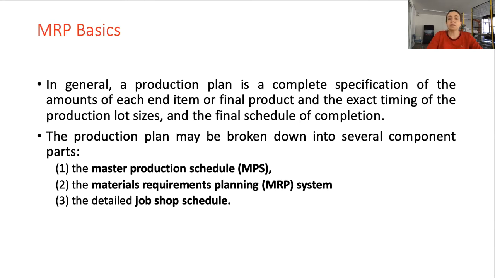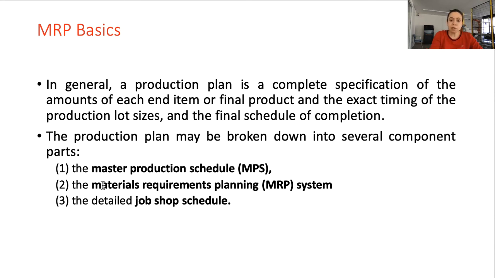Let's talk about the production plan. Production plan is a complete specification of the amounts of each end item or final product and the exact timing of the production lot sizes and the final schedule of completion. And we can break down the production plan into several component parts. These are, firstly, Master Production Schedule, MPS, secondly, Materials Requirement Planning, MRP System, and lastly, the Detailed Job Shop Schedule.